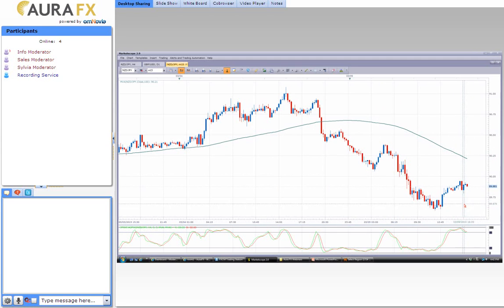Now, did it happen on the initial crossover? No, it did not. These tools are not perfect. This is not a perfect science. One of the reasons why I like to wait for that market to move below 20 is just to make sure I'm catching this kind of a top or that kind of a bottom.